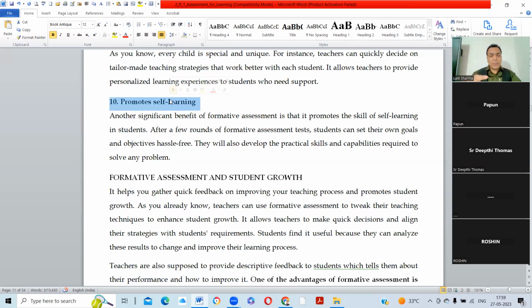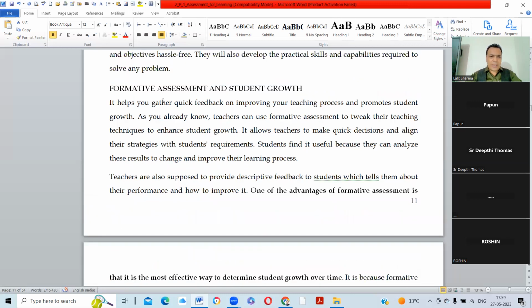All these changes are coming within the student. How have these changes come? Because of your teaching method, because you have knowledge of the assessment, you have knowledge of the tools of assessment, you have worked on the student on the very first day. So these are 10 points talking about the benefits of formative assessment, which come within the student. Got it? One paragraph I have also made on formative assessment and student growth.